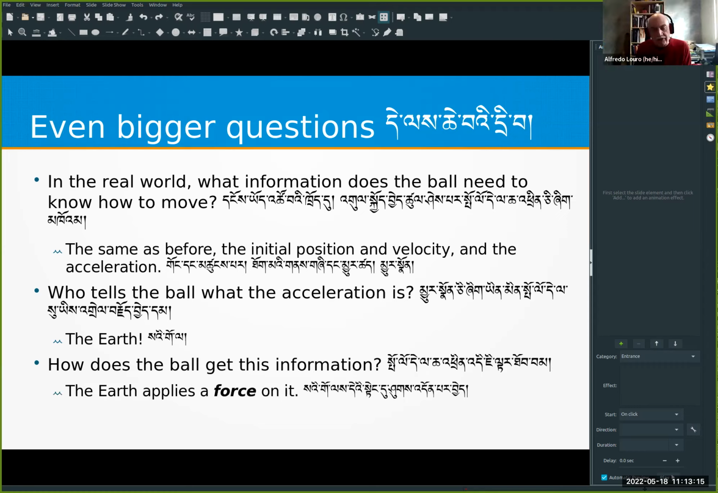Well, and this is Newton's key idea. The way the ball gets its information from the Earth is the Earth applies a force on the ball. It quite simply pulls the ball down.